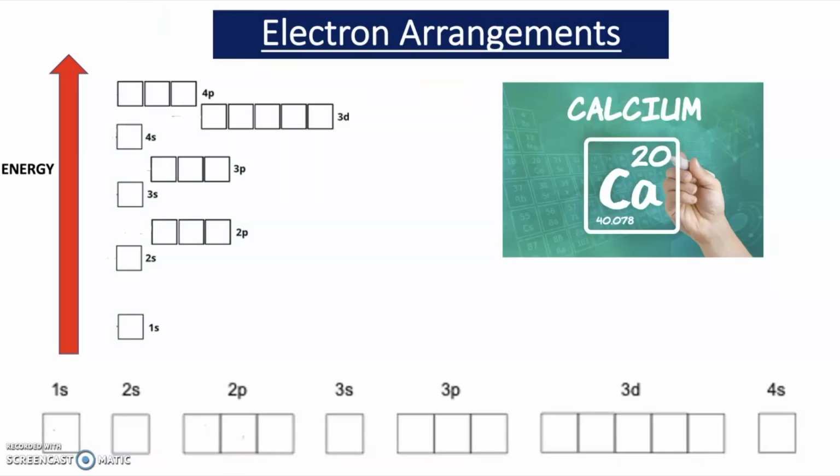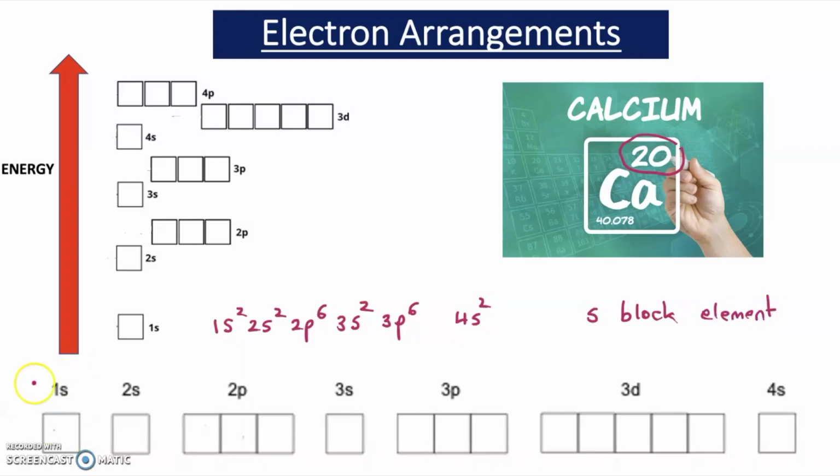So our next example is calcium. Calcium's atomic number is 20, so it's got 20 protons and 20 electrons. So its electron arrangement would be 1s2, 2s2, 2p6, 3s2, 3p6, and this time the 4s fills before the 3d because it's slightly lower in energy, and you can see on the left hand side about this. So therefore it would end in 4s2, and calcium is an S block element.